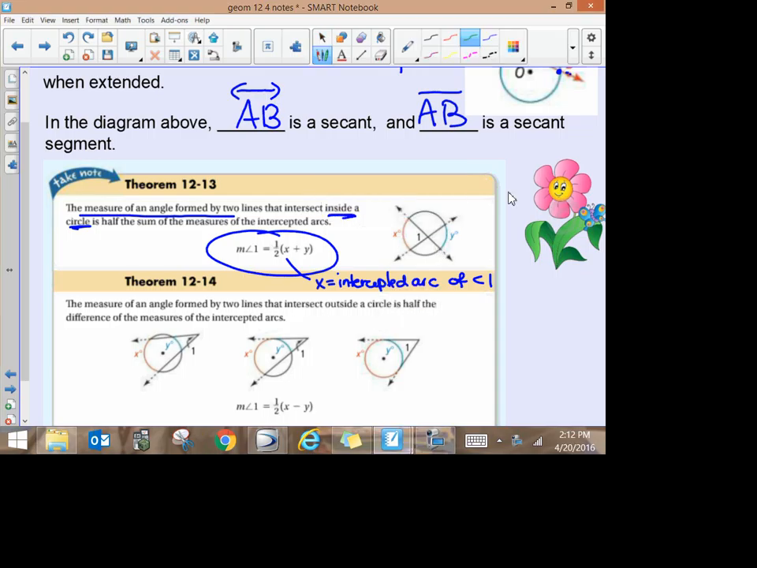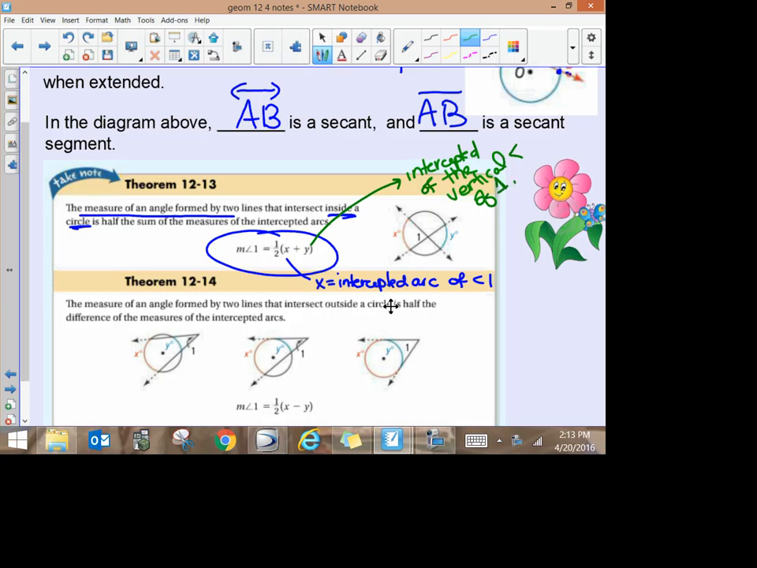Okay, I would call Y the intercepted arc of what? Not angle 1 anymore. You don't have an angle 2. Where does Y come from? Why is this bluish arc over here? Lauren? The vertical angle. Good job. The vertical angle of 1. Okay? Good job. All right.